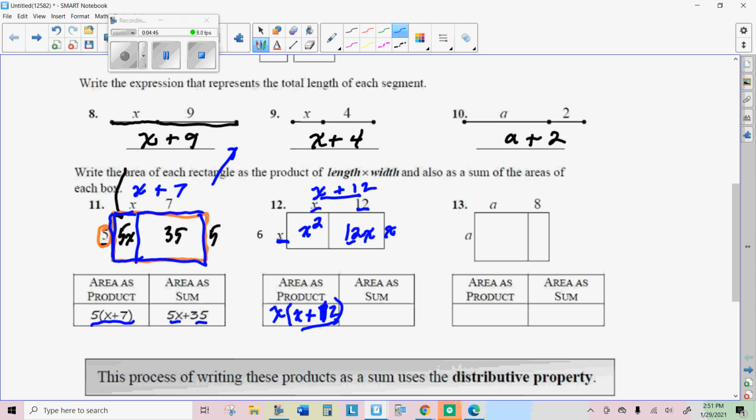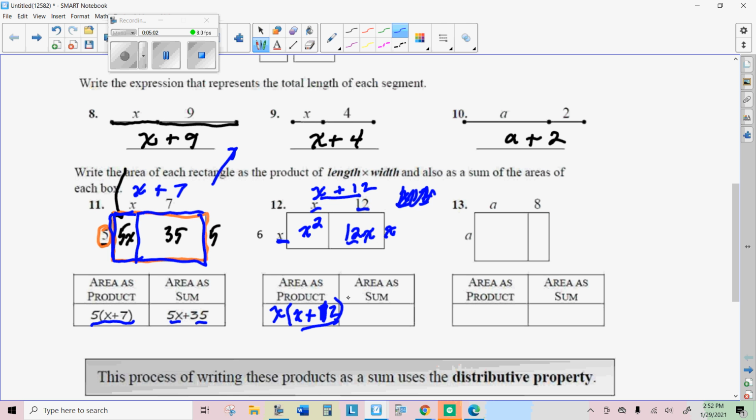Now, it is standard procedure to put the number first and then the variable. You would never write it as x times 12 like this, because that looks too much like x times 12 when you do it that way. So put the number first and then the variable.